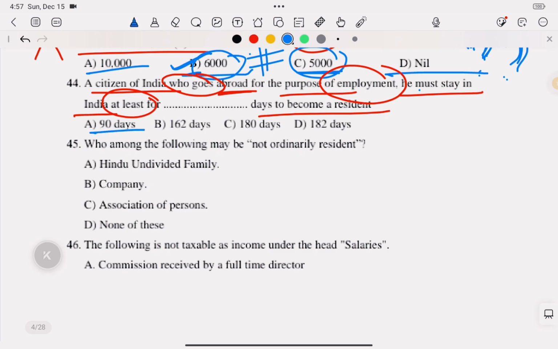Options are 90 days, 162 days, 180 days and 182 days. So in this case the correct option would be option D, that means 182 days. So in this case the correct option would be option D.